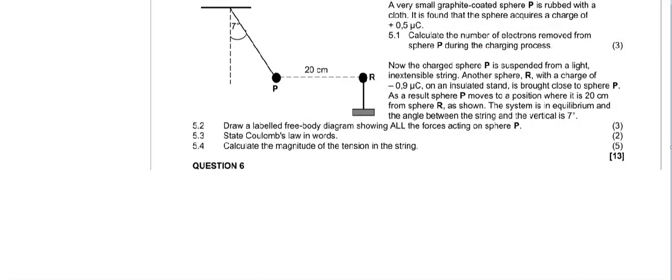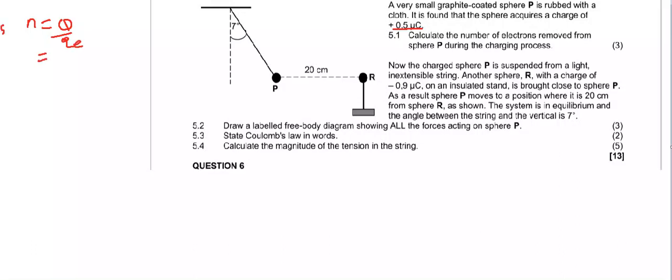A very small graphite-coated sphere P is rubbed with a cloth, and it is found that the sphere acquires a charge of plus 0.5 microcoulombs. Then the first question: calculate the number of electrons removed from sphere P during the charging process. So it's the number of electrons. Formula: N is equal to Q divided by Qe.